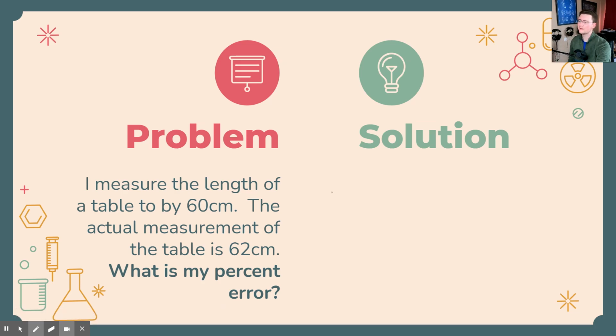Awesome. So we have our error, and what we should have found is we should have taken 62 and we should have subtracted 60 from it to give us our error of 2 centimeters. That's how far off I was. I mismeasured by 2 centimeters. So that was my first step.